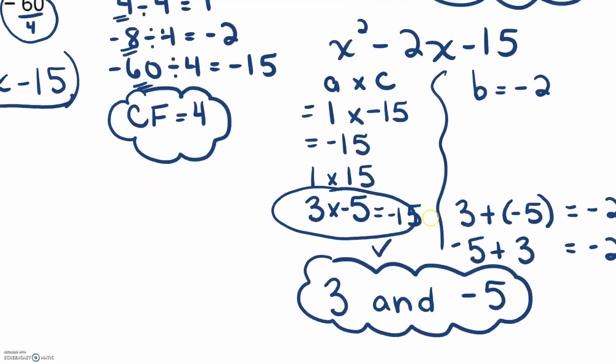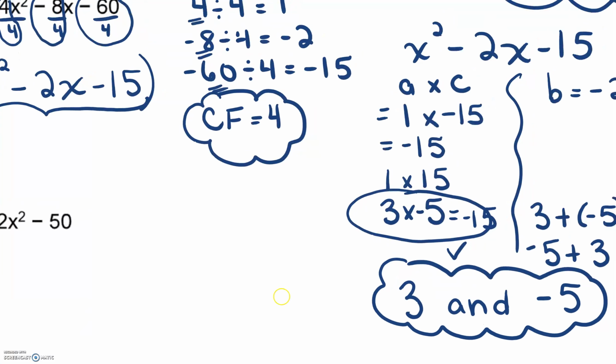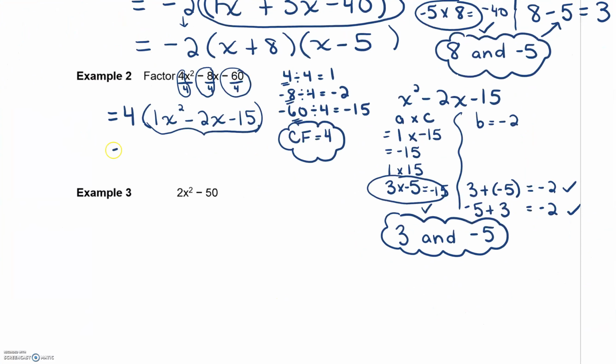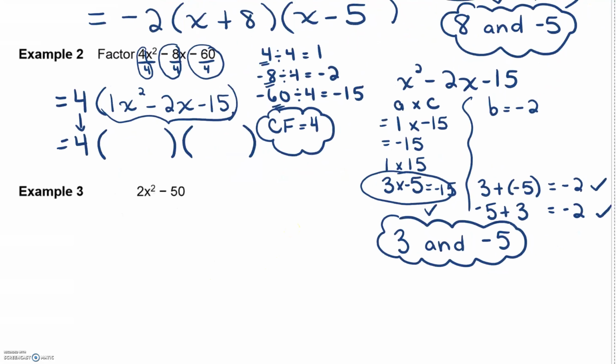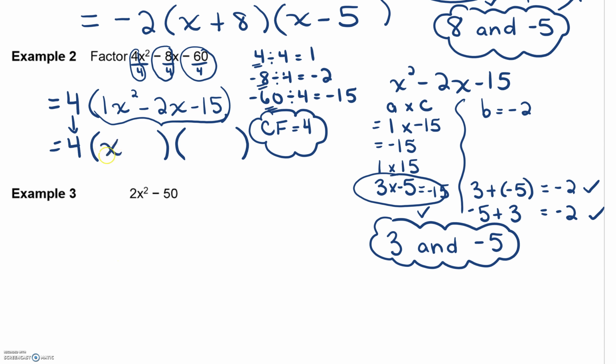So once we find those 2 numbers, we can go back to the problem here. Don't forget to keep dropping that 4. Open up 2 brackets. We'll put x at the front of the second bracket, and then the 2 numbers are positive 3 and negative 5. And that's what I'm looking for. So remember that A times C and B method? That's very, very important in here, and so is common factoring.